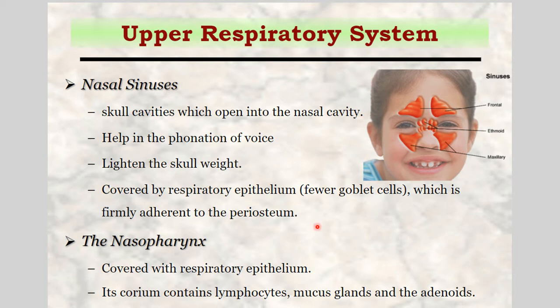Then the nasopharynx, also covered by respiratory epithelium, contains lymphocytes, mucus glands and the adenoids. So in this lecture you will have to basically learn the epithelium, like in the nose which kind of epithelium is present, in the nasopharynx what type of epithelium is present, what is respiratory epithelium. These are the major objectives of this lecture. Individually you should learn about the types of epithelium.